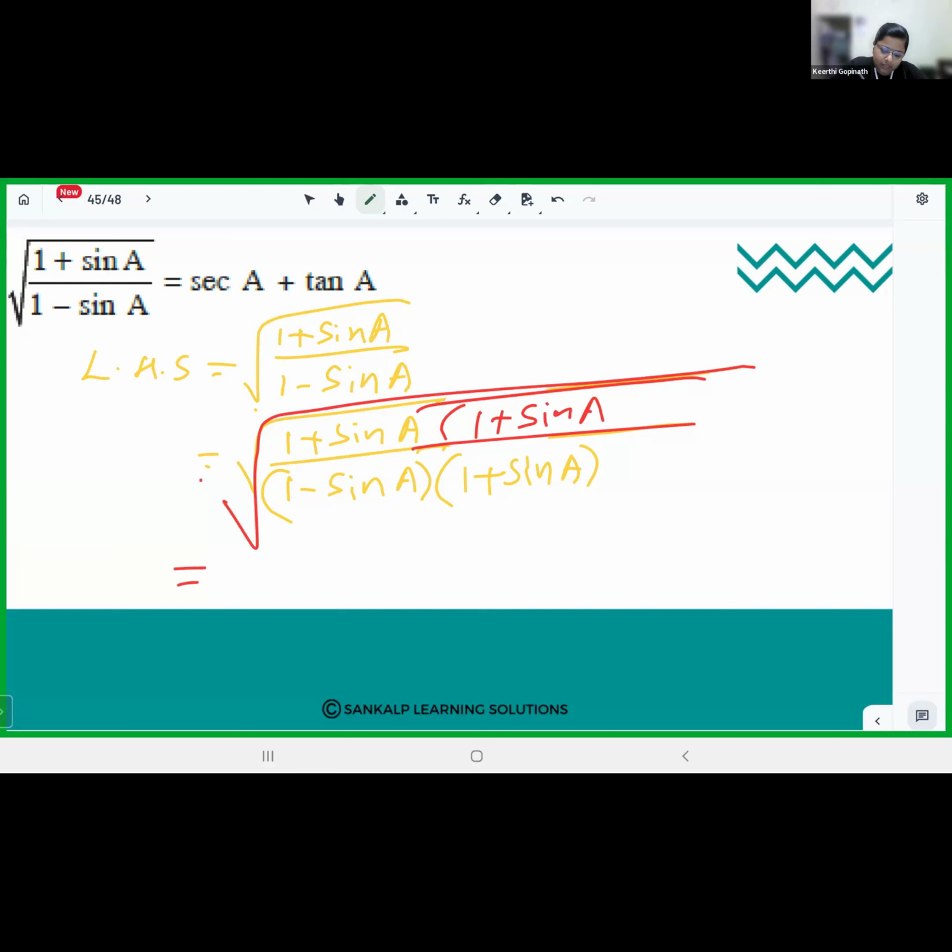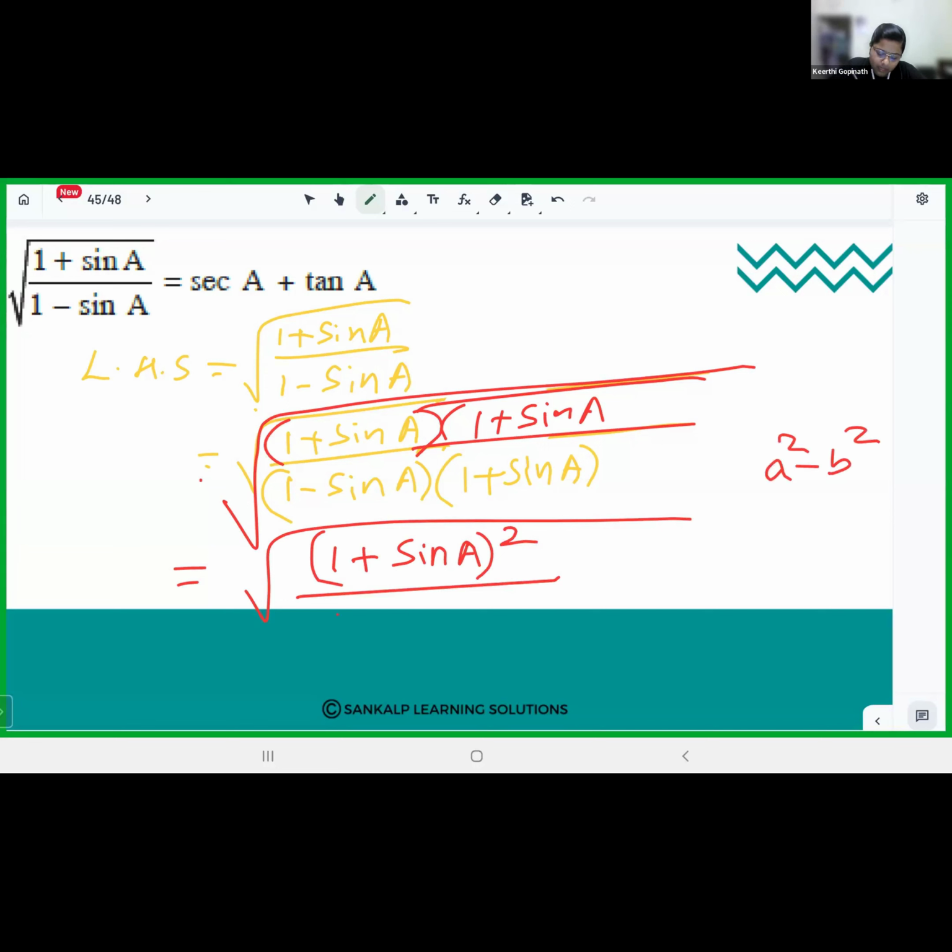Root of (A plus B) into (A plus B). So this can be written as (1 plus sin A) the whole square, right? A plus B the whole square. 1 plus sin A the whole square by the denominator, which is in A minus B into A plus B form. So that is nothing but A square minus B square. So this will become 1 minus sine square A. All right.